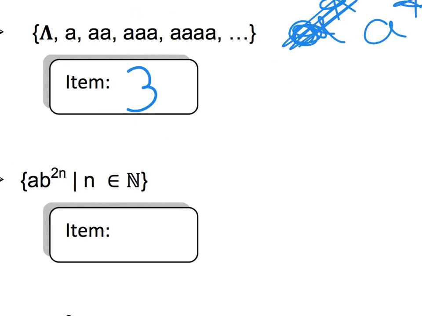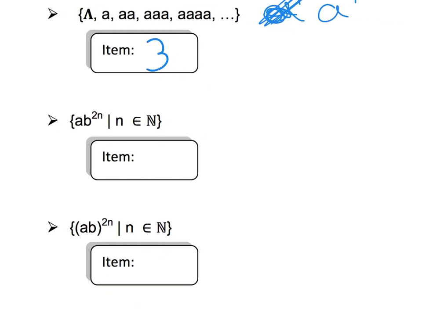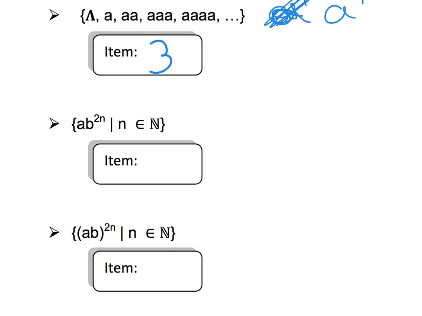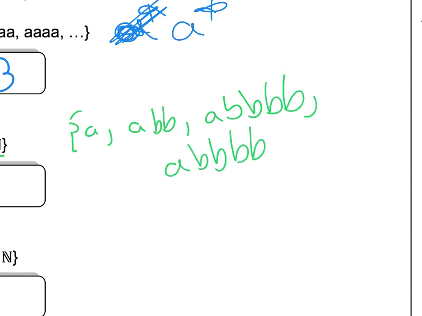All right, let's see. Now we have AB to the 2n, right? So what is this set? This is going to be an A followed by, and it says n is an element of N. So it could be an A by itself, or it could be an A with 2 B's, or an A with 1, 2, 3, 4 B's, or an A with 1, 2, 3, 4, 5, 6 B's, and so on, right?